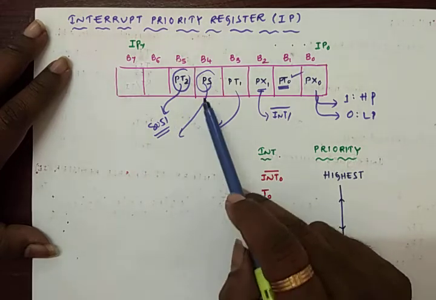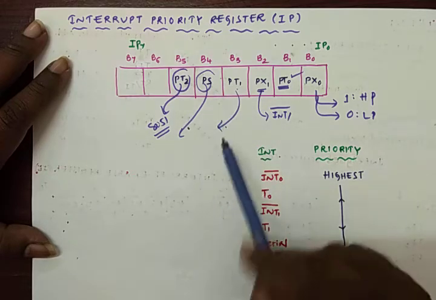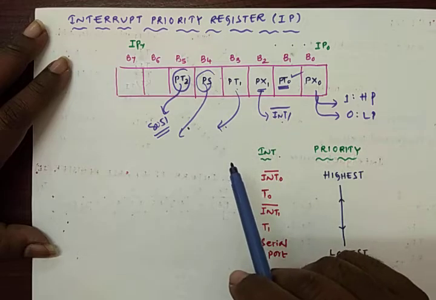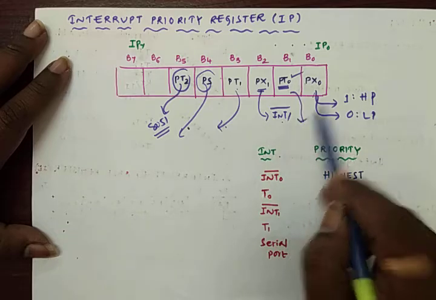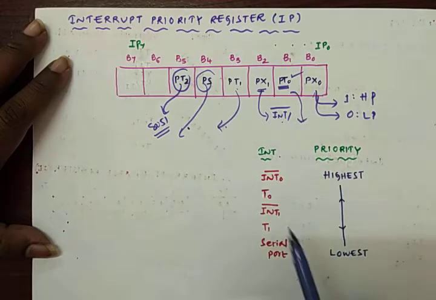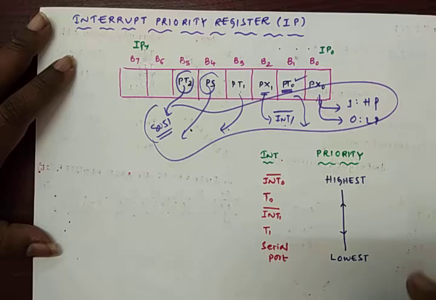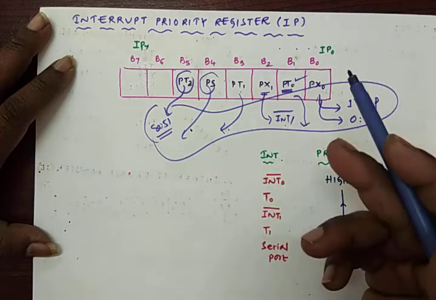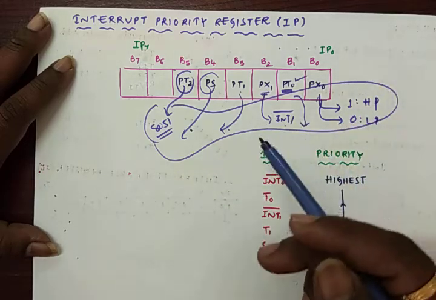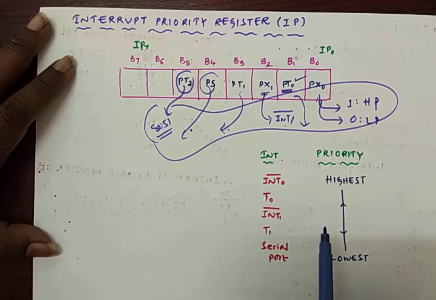So here is the priority of the serial port interrupt, this is the priority of the timer interrupt, and this is the priority of the external interrupt signal. This is the priority of external interrupt 0, and this is the priority of timer 0. All these are bit addressable, so a single bit can be set to 1 or reset to 0. That means 1 is the higher priority, and 0 is the lower priority. And this table explains which interrupt gets the highest priority among all these.